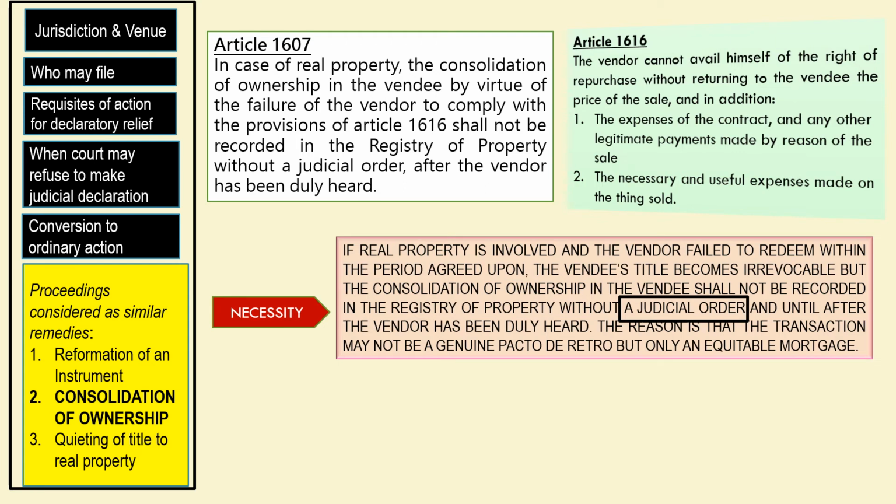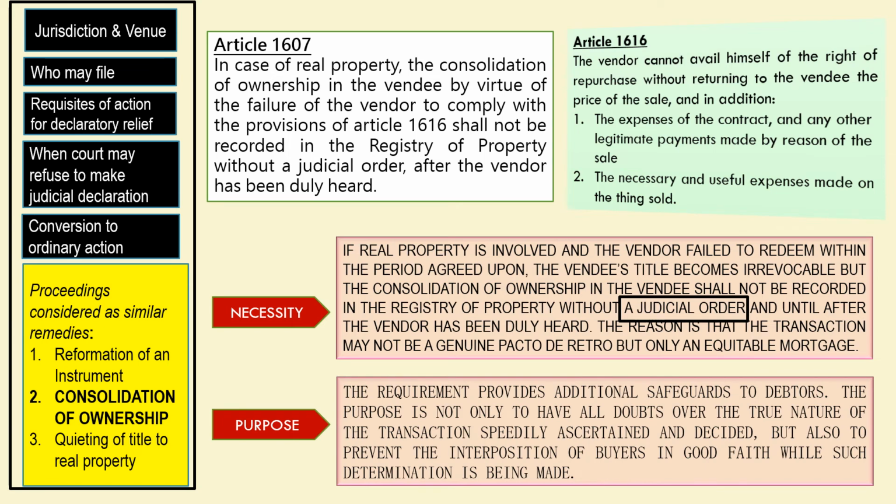Before, the process of consolidation of ownership was that you file only an extrajudicial affidavit and there can now be a consolidation of ownership. But now, there must be a judicial order. There must be a judicial order. The purpose for that is it provides additional safeguards to the debtors.